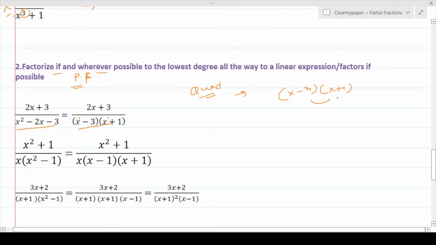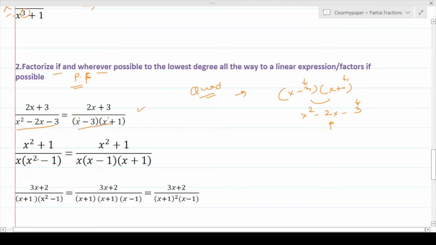And the way you do it is, let's say you have x square minus 2x minus 3. You need to pick two terms, in this case minus 3 and plus 1, which when multiplied give you the last term, and when added, minus 3 plus 1, give you minus 2, the middle term. If you can find those two terms, that means the given quadratic can be factorized, and these are the factors. So in this case, yes, the first expression can be factorized.